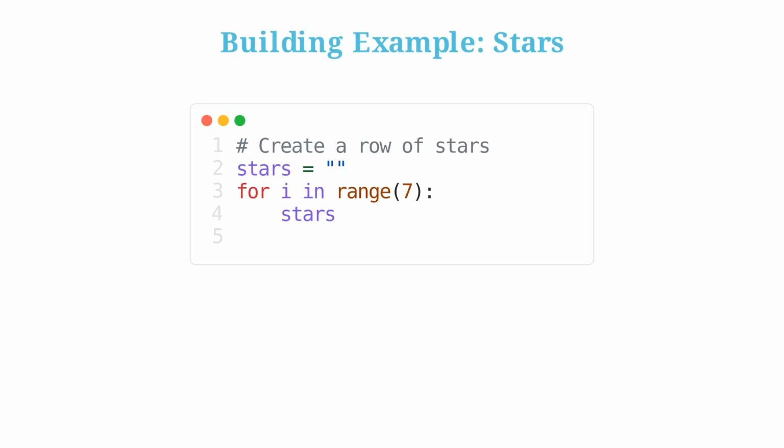Here's building in action. We start with an empty string called stars. Each time through the loop, we add one more star. After 7 iterations, we have 7 stars in a row.